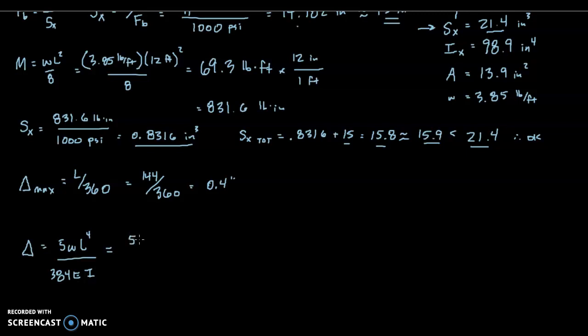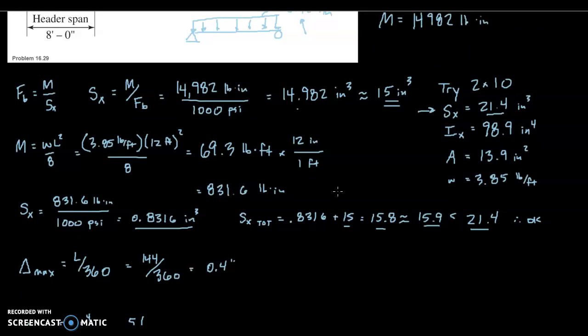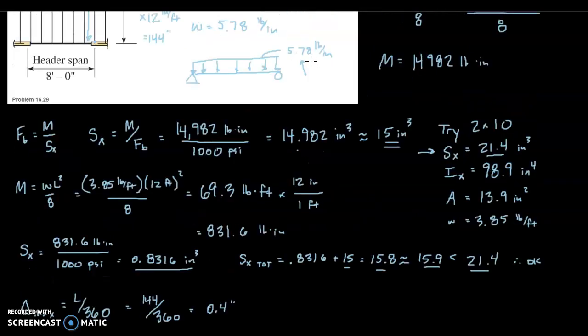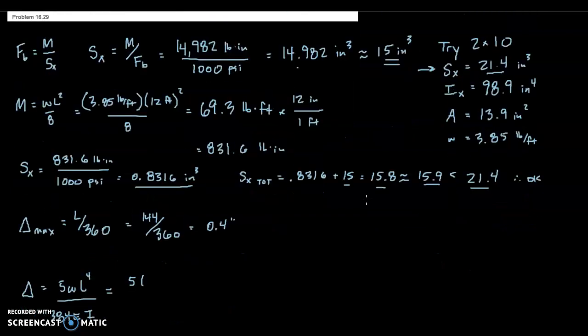So we're looking at 5 times a uniformly distributed load of, what was that? We calculated that earlier and found that it was 5.78. Plus we had a self-weight. We should include the self-weight here. And that is 3.85 pounds per foot.